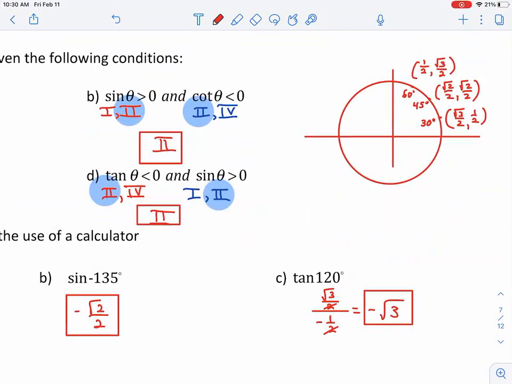So this is my reference angle, but remember it's 120 degrees, so we are in the second quadrant. And in the second quadrant, my x value will be negative and my y value will be positive. So just think, to get to that point, I have to go to the left and up. I have to go -x and +y.